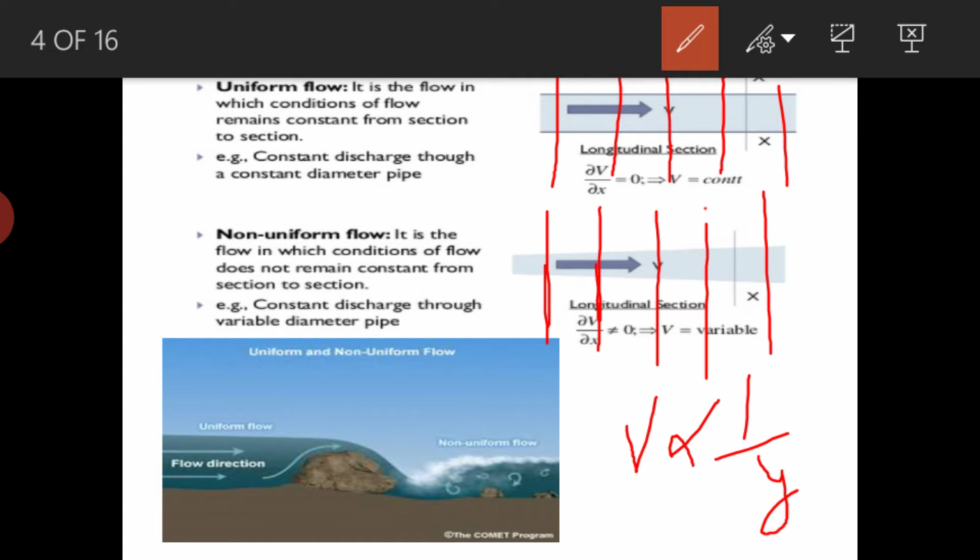In this particular figure, it is a variable channel section. The area is not constant, or you can say the depth is not constant throughout the length, hence the velocity varies. Hence we can write ∂v/∂x is not equal to 0. This particular type of flow we call non-uniform flow through a channel.